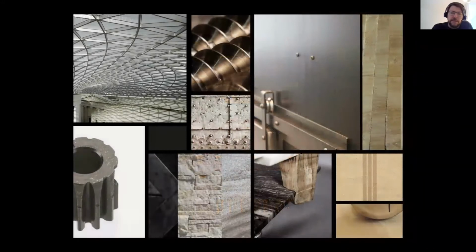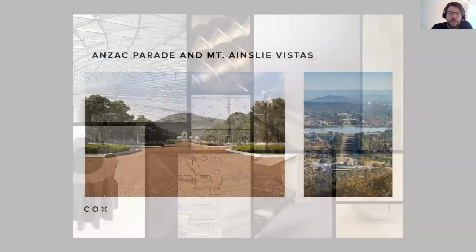And you can see the palette here that we had from the competition phase is really largely unchanged, but we're talking about high quality sandstone, bronzes and brasses, and some hard Australian timbers where possible.